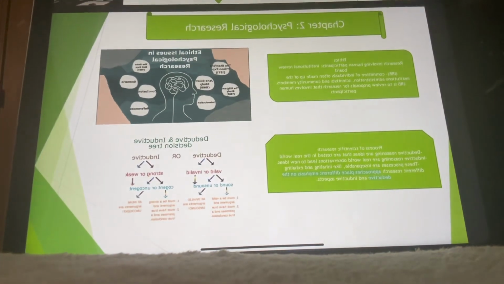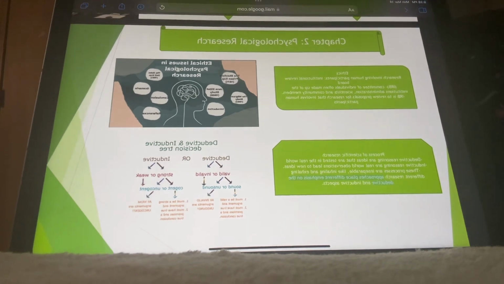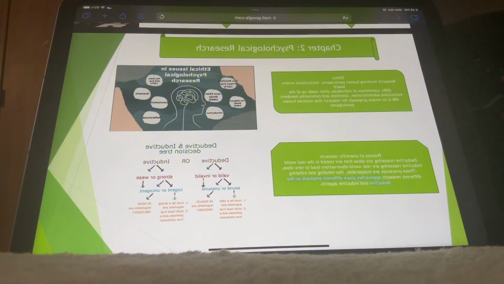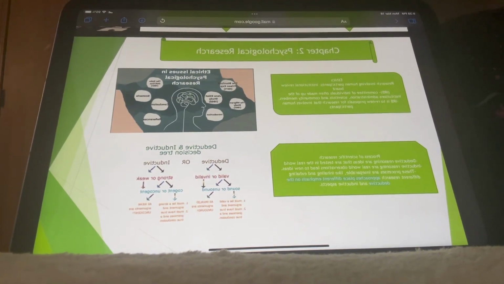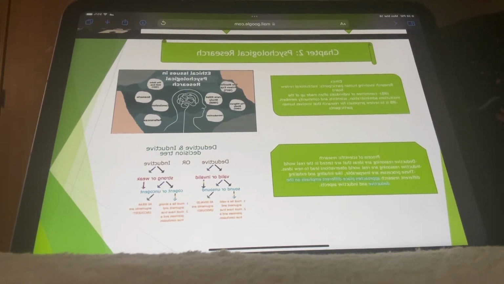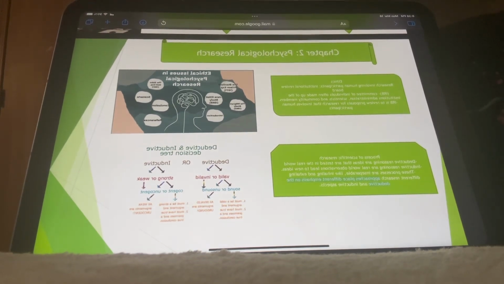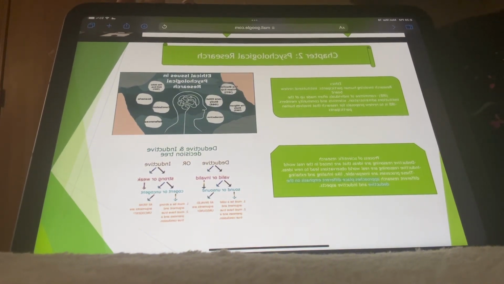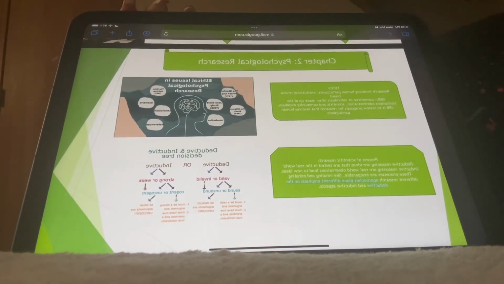Next topic I would like to cover is the process of scientific research. So with this, there is deductive reasoning, which are ideas that are tested in the real world. And then there's also inductive reasoning, which is when real-world observations lead to new ideas. And these processes are inseparable, and different research approaches place different emphasis on the deductive and inductive aspects.